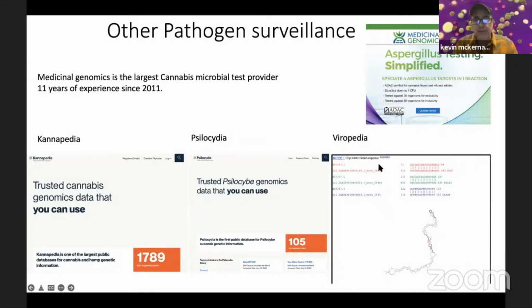And then Viropedia is something that's still kind of a beta site we've put out, described in our paper, that maps all of the homology to cannabis genomes in the viroids and the genes that they have some homology for. So, and this can be very helpful for breeding, as I mentioned earlier.